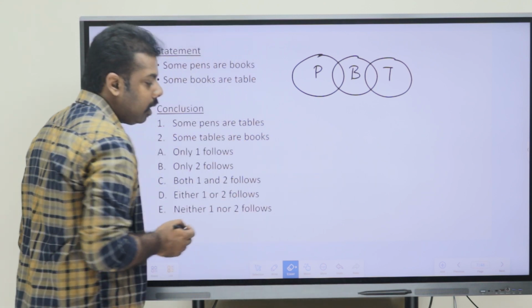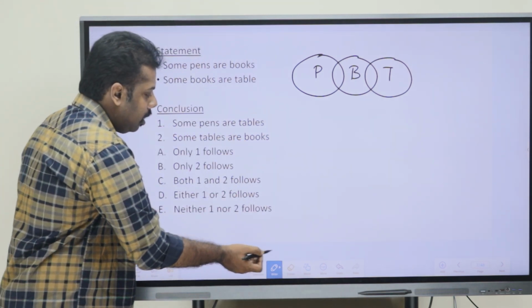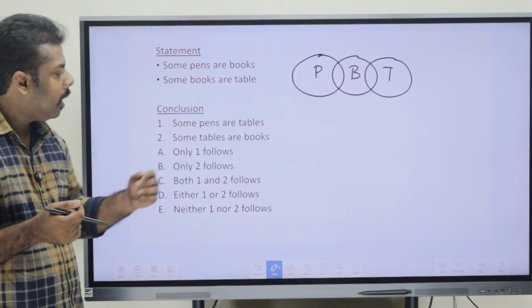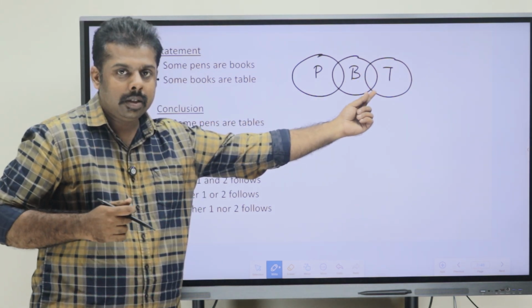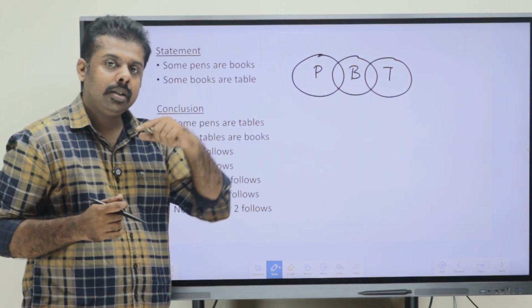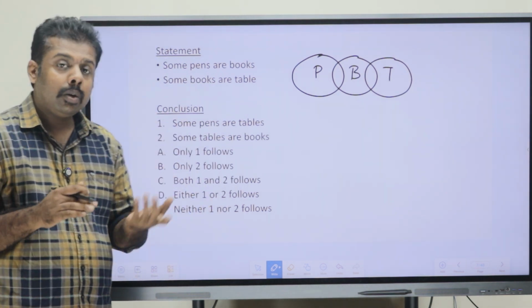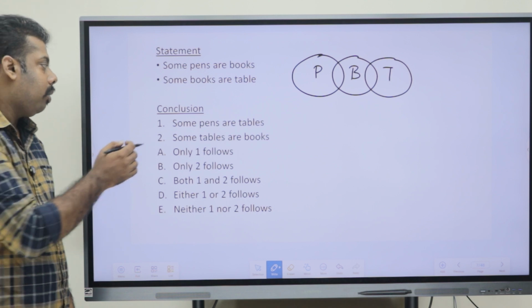Okay. Now moving to the conclusion part. What was the first conclusion? Some pens are table. Okay. Pen and table, as we can see, they don't have a direct relation. So like we said in the last question, this is also a definite conclusion. So this has to be wrong.